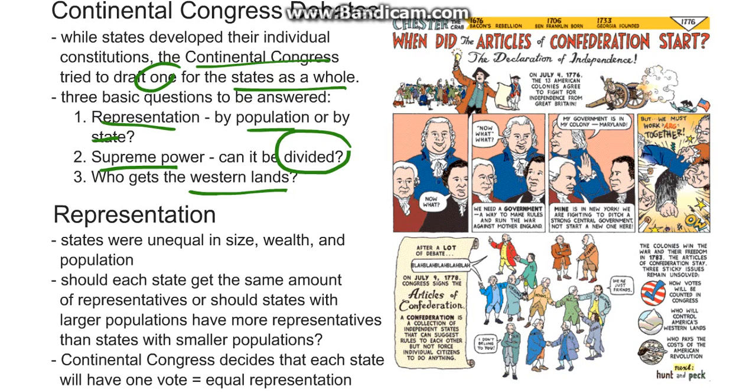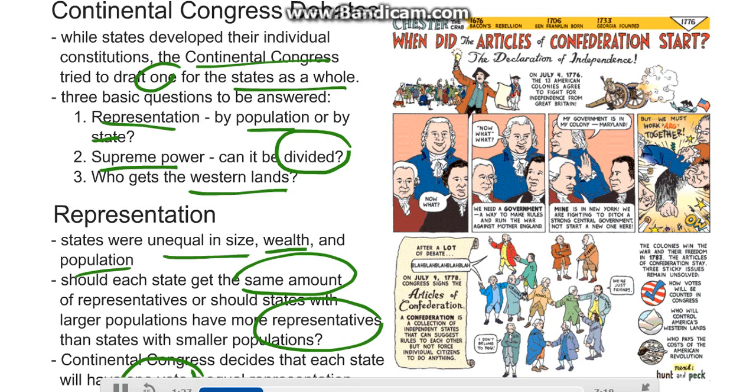The issue of representation. States were unequal in size and in wealth and in population. So the issue was, should each state get the same amount of representatives, or should states with larger populations have more representatives than states with smaller populations? The Continental Congress debated and decided that each state would have one vote, which would be equal representation for all of the states. Take a minute and pause the video and read through the comic that you see on the video screen to learn about how the Articles of Confederation started.